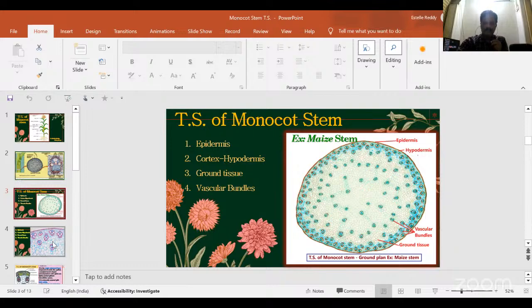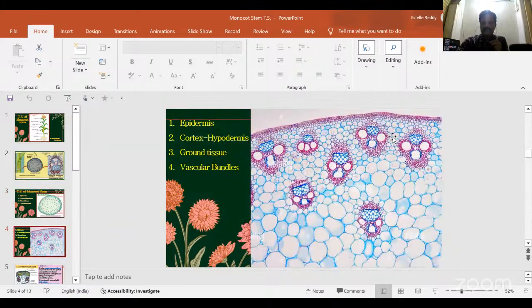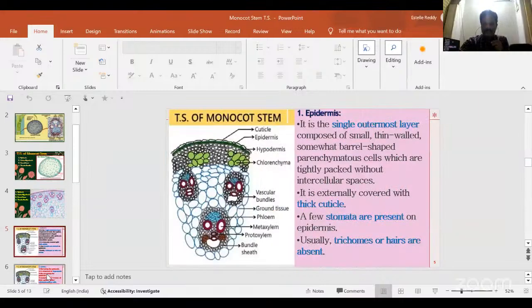Atactostele. See, the sizes here: you can see this vascular bundle is smaller. These are comparatively larger in size. This is a smaller vascular bundle. So let us go in detail. As I told you, the TS of monocot stem shows 4 parts: epidermis, hypodermis, ground tissue, vascular bundles.